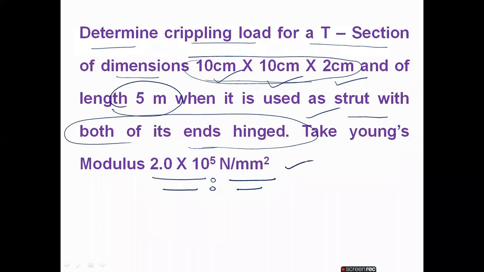So my dear students, if you observe here, we have to calculate the crippling load, that is the P value. Sometimes in examinations they will ask for buckling load also, or collapsible load. Don't get confused by that. The section is a T section, with dimensions 10 centimeters by 10 centimeters by 2 centimeters. Here the length is 5 meters, used as a strut with both ends hinged. Now take Young's modulus as 2 into 10 to the power of 5. With this dimension, I will draw the T section. Please look into this one. So this is the T section.